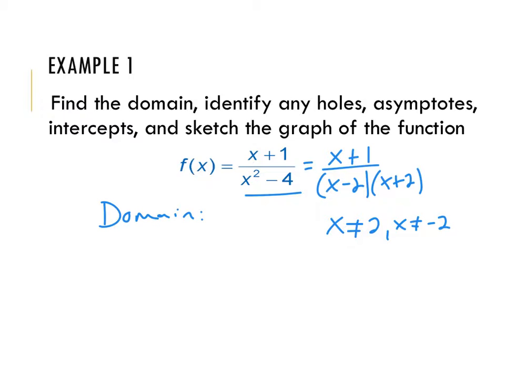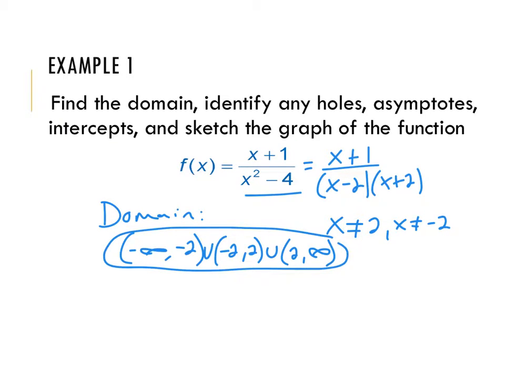In interval notation, it would look like this. Everything from negative infinity to negative 2, not including it. Everything between negative 2 and 2, not including those values. And then everything from 2 to positive infinity. This would be our domain of this function.